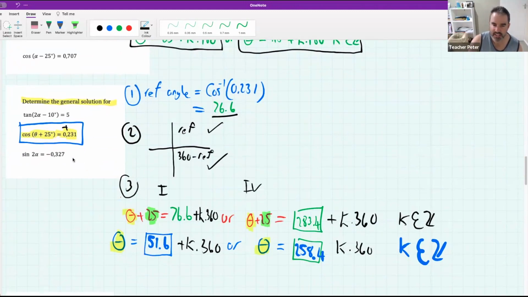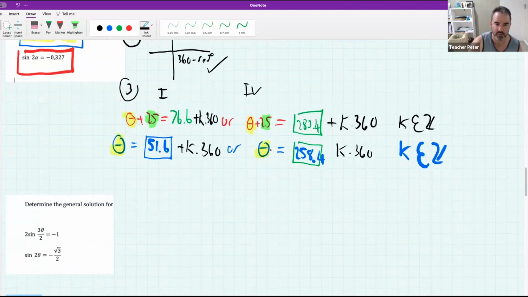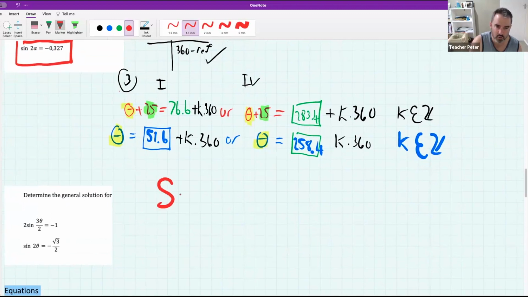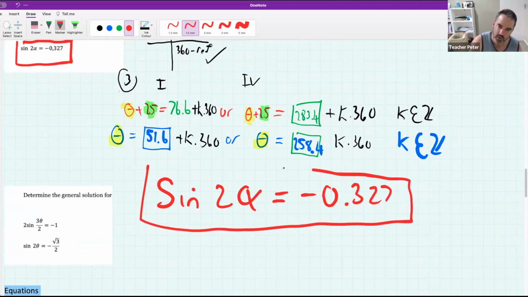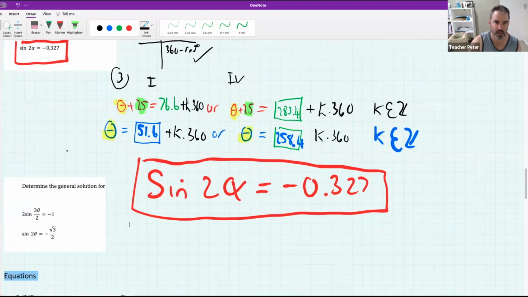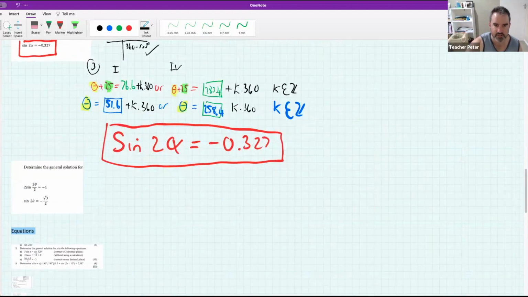Okay. I want to do this question over here, but I'm going to draw it bigger. So the next one you're going to do all by yourself. I'll write it below so we have some more space. Can you solve the trig equation, the sine of 2 alpha equals minus 0.327? And I want you to find me the general solution to that trig equation. Okay, now off we go. I want to see, can you do that?